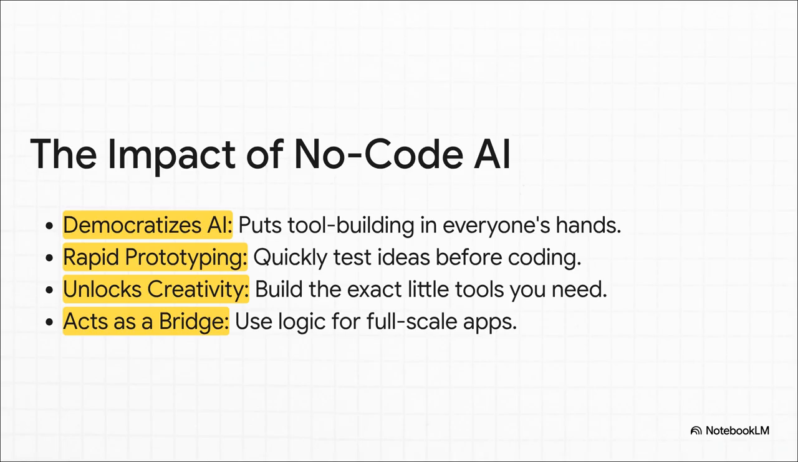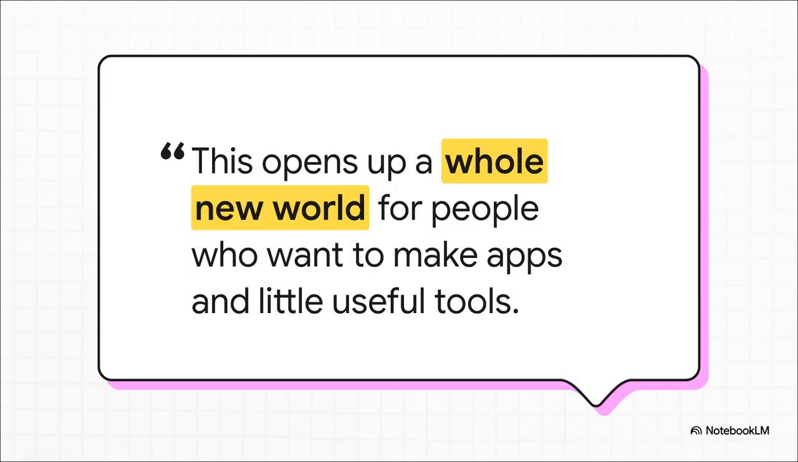What this is really all about is the democratization of AI. That's a big word, but it just means that suddenly the power to build your own apps isn't just for coders anymore. It's for everyone. It means you can test ideas super fast. It unlocks so much creativity, letting you build those little useful tools you've always wished you had. And it's even a bridge for developers, right? They can take the workflow you perfected and turn it into a full-blown professional app. I mean, the source material we're drawing from for this explainer puts it perfectly. It says this opens up a whole new world for people, for creators who think in terms of how things should work, not necessarily how they should be coded.